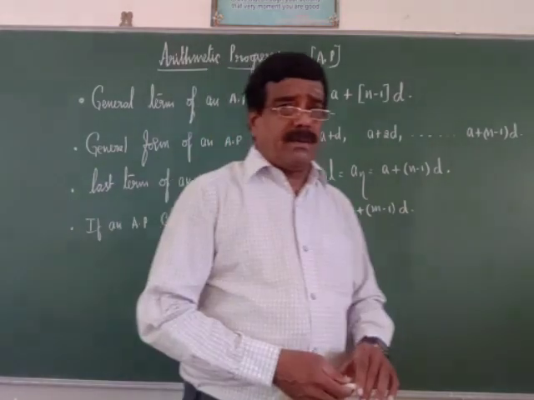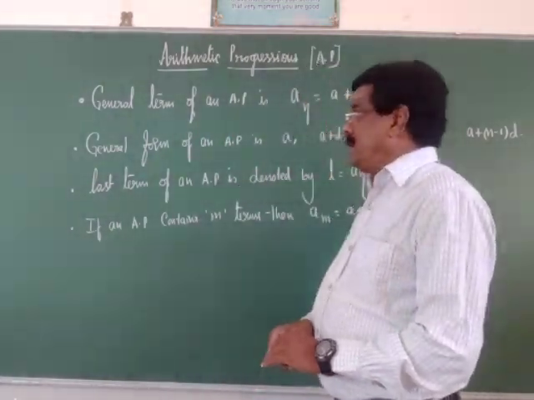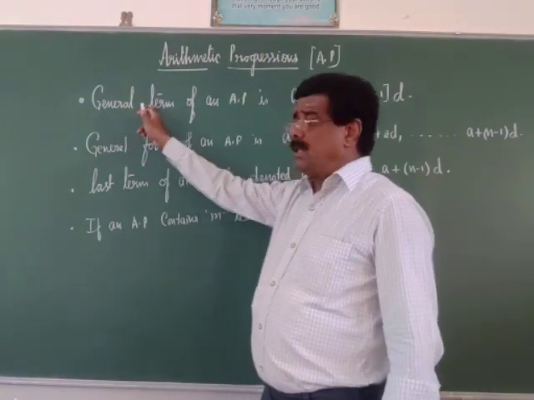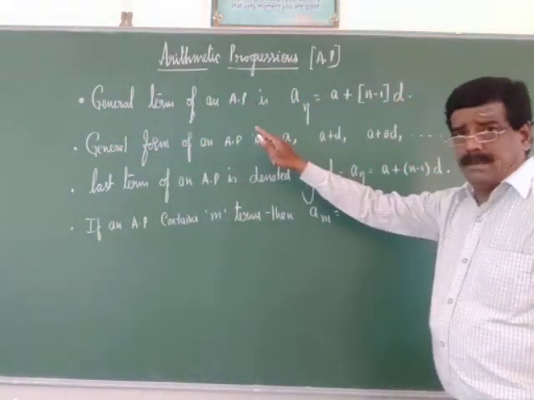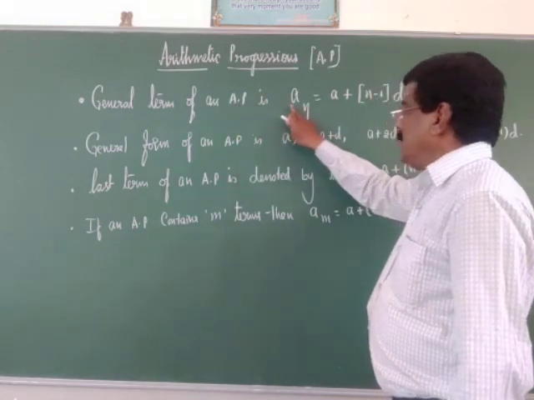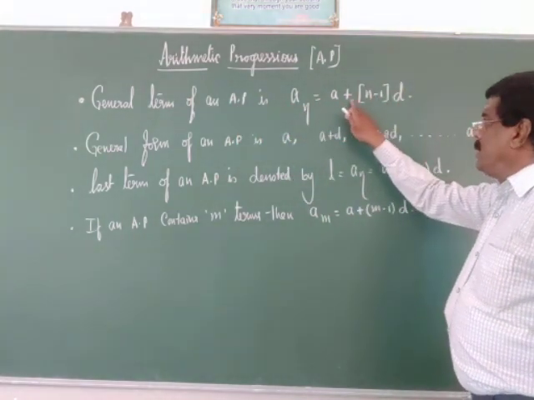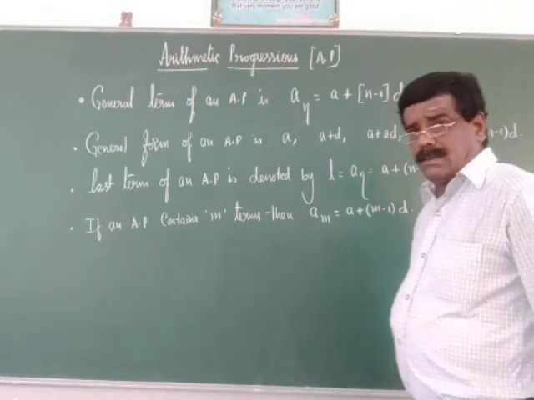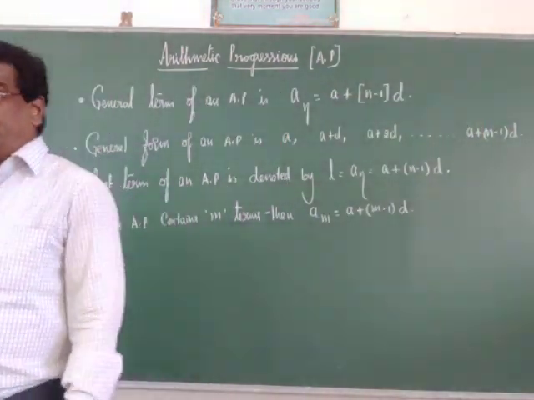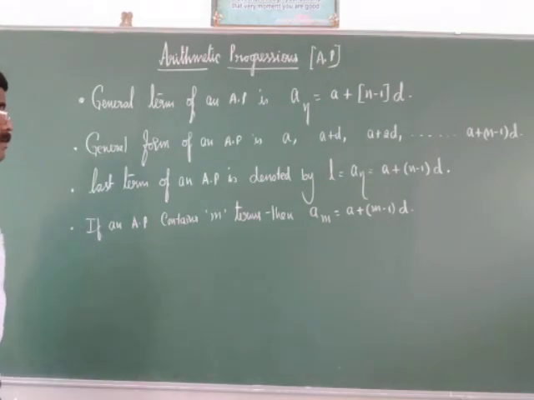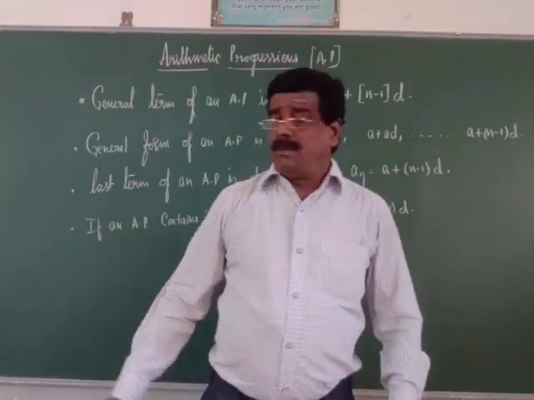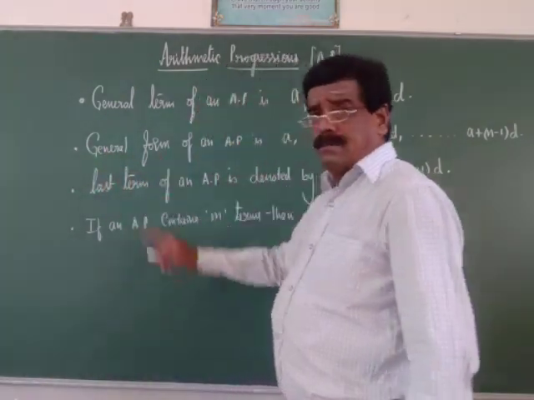That is, the first basic question in arithmetic progression is the general term of an AP. AP means arithmetic progression, you must be knowing, an is equal to a plus n minus 1 into d. So children, this is one more question you can expect. Write the general form of an AP. Write the general term of an AP. Similarly, next is the general form.